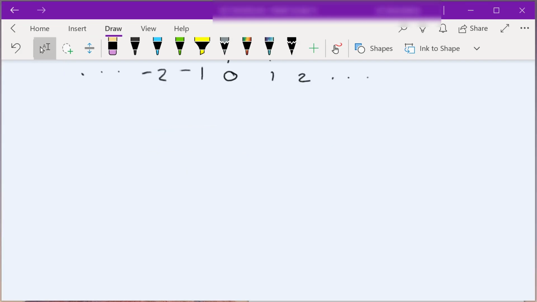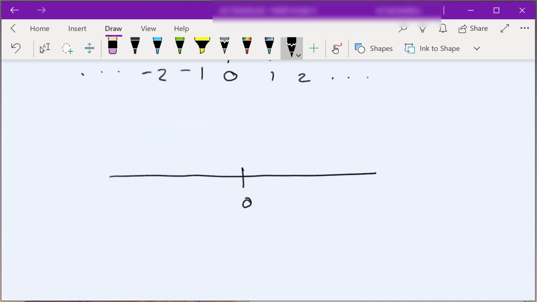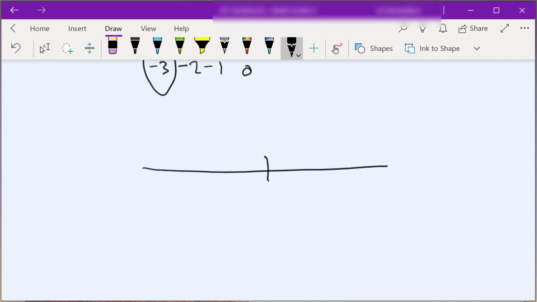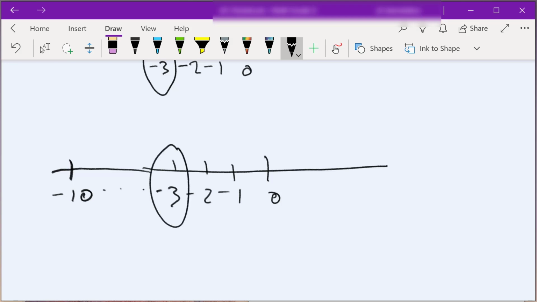For example, if we draw the number line and we're asked to identify minus 3, that would be just 3 units to the left, minus 1, minus 2, and minus 3. If we're asked to identify, for example, minus 10, that is minus 1, minus 2, minus 3, and so on, and minus 10 is going to be further to the left than minus 3 was.